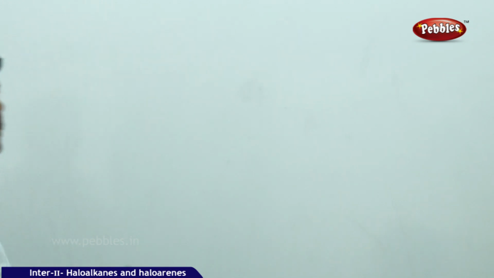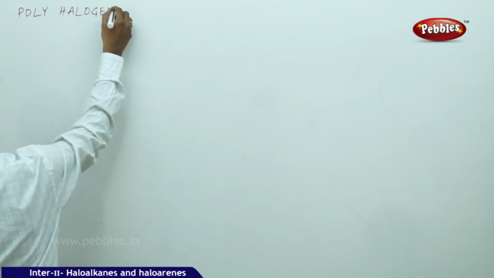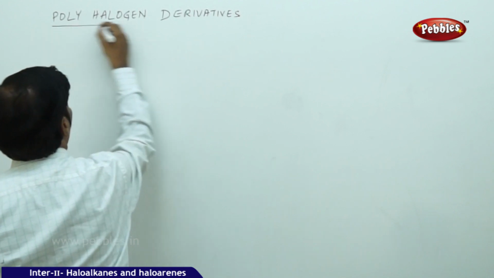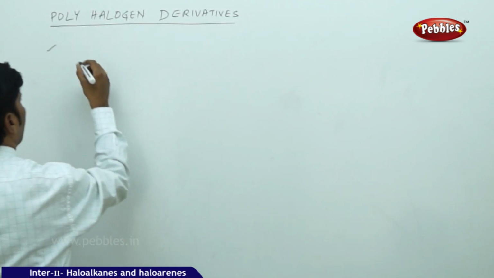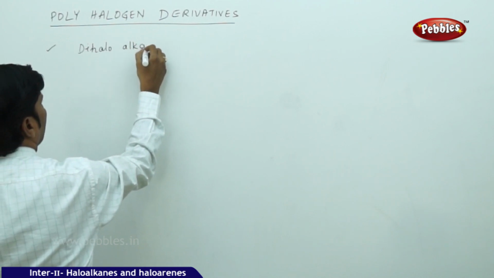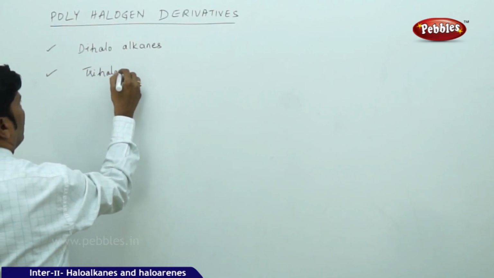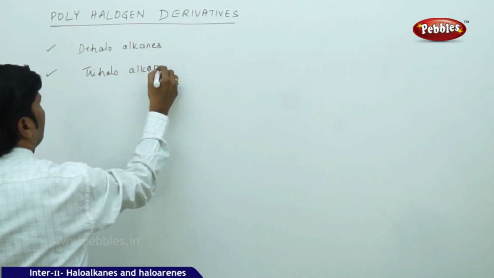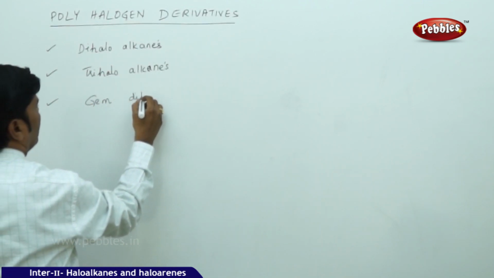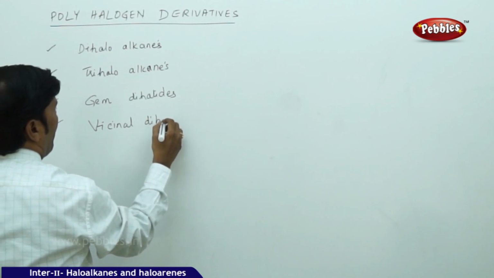So the next part of the discussion is polyhalogen derivatives, that is dihaloalkanes, then trihaloalkanes, then gem dihalides, vicinal dihalides.